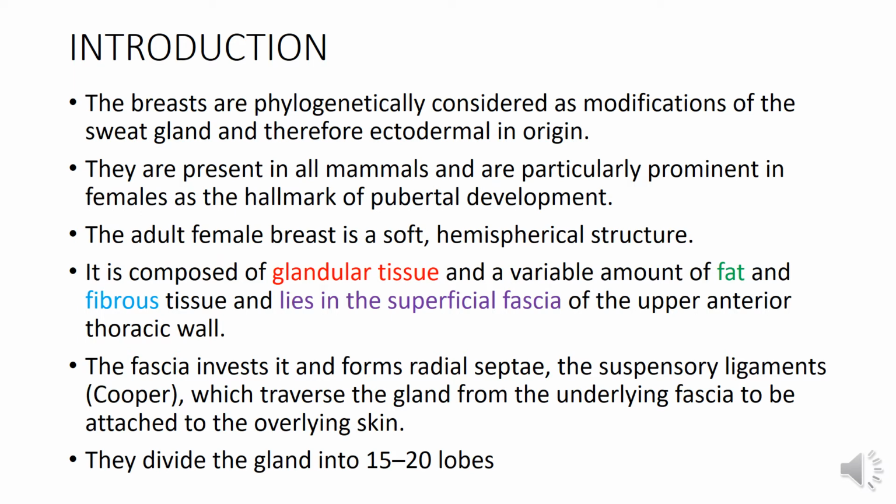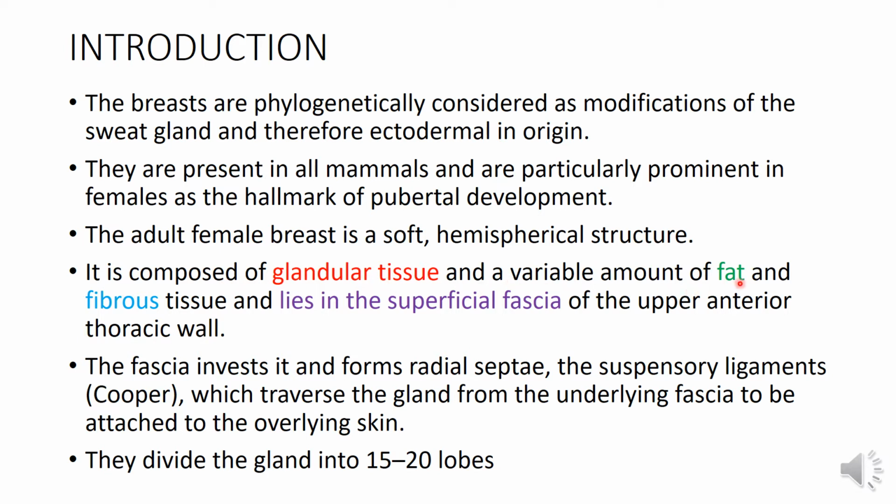The breasts are phylogenetically considered as modifications of the sweat glands, and are therefore ectodermal in origin. So we should note that the breasts are modifications of the sweat gland and are therefore ectodermal in origin. They are present in all mammals and are particularly prominent in females as the hallmark of pubertal development.